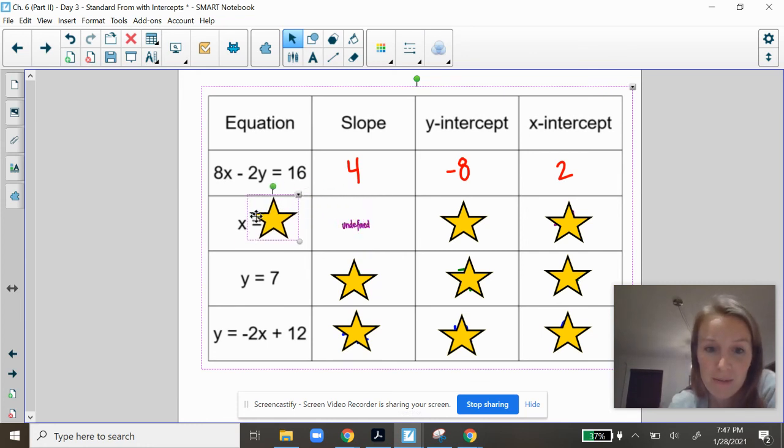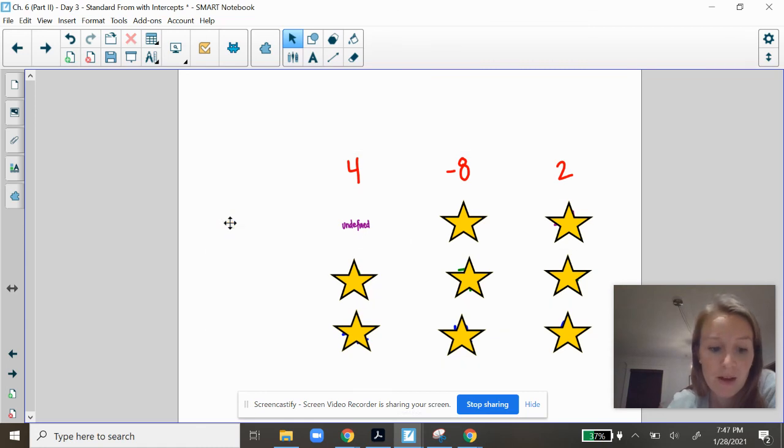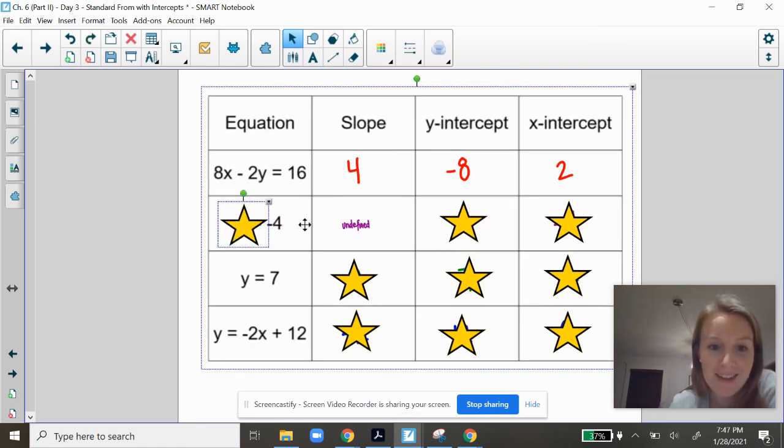Oh, it's not going away for me. Undefined slope, there we go. Oh no, the whole thing disappeared. There we go.